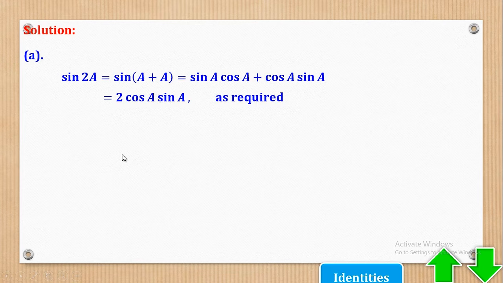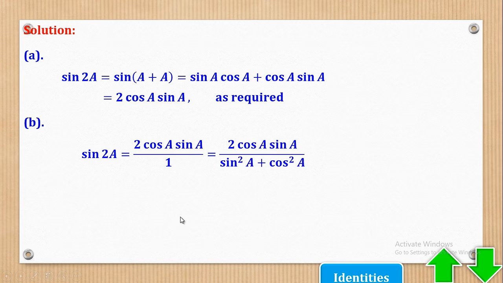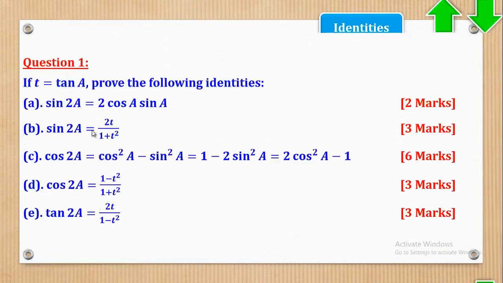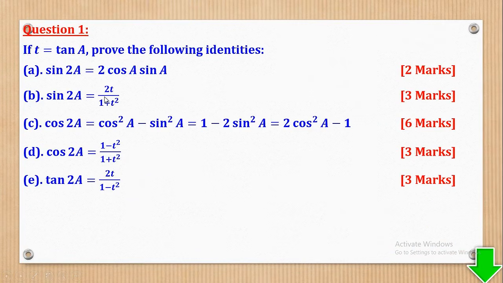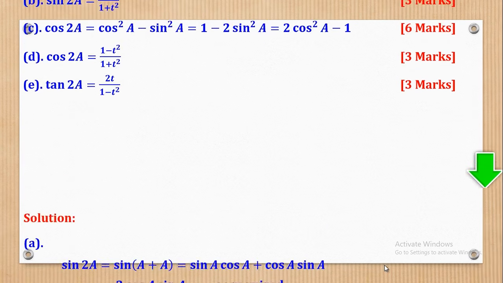So that was part A. Now we shall go to part B. So for part B, they want you to show that sine 2A is equal to 2t over 1 plus t squared, where t is tan A. So they want you to express sine 2A in terms of tan A.